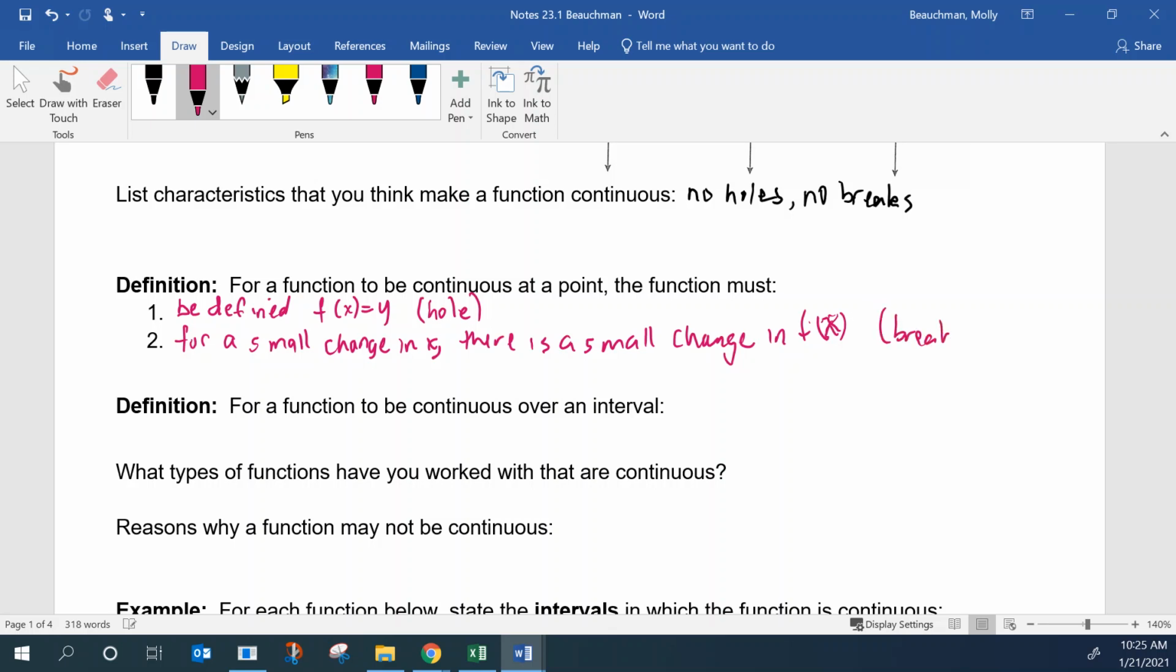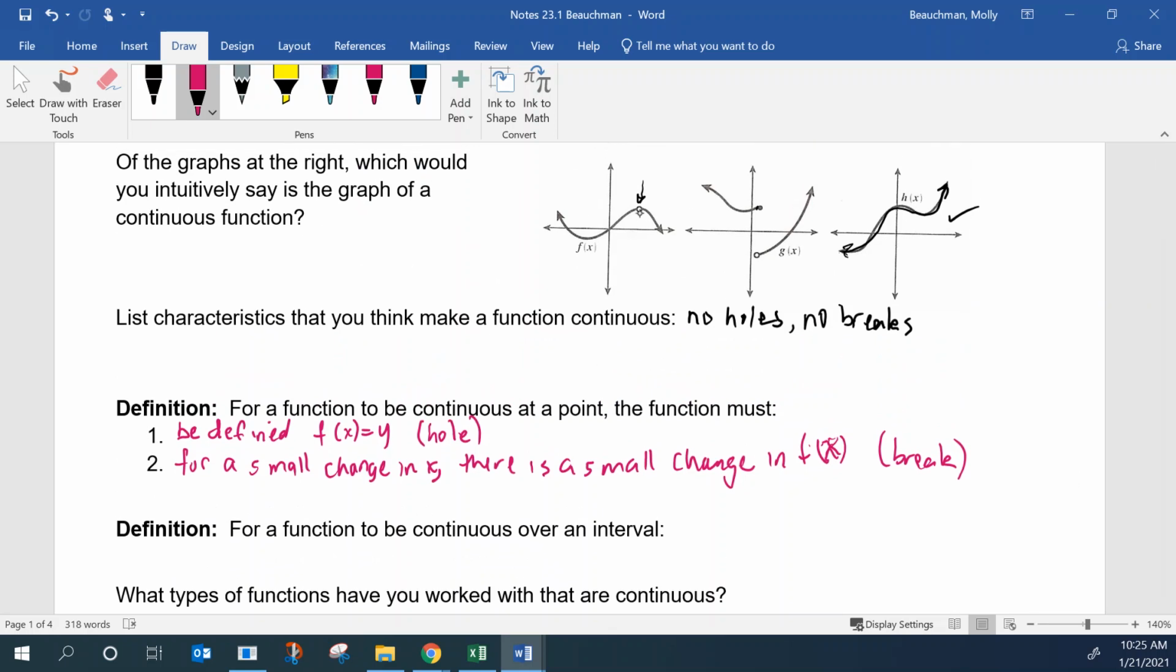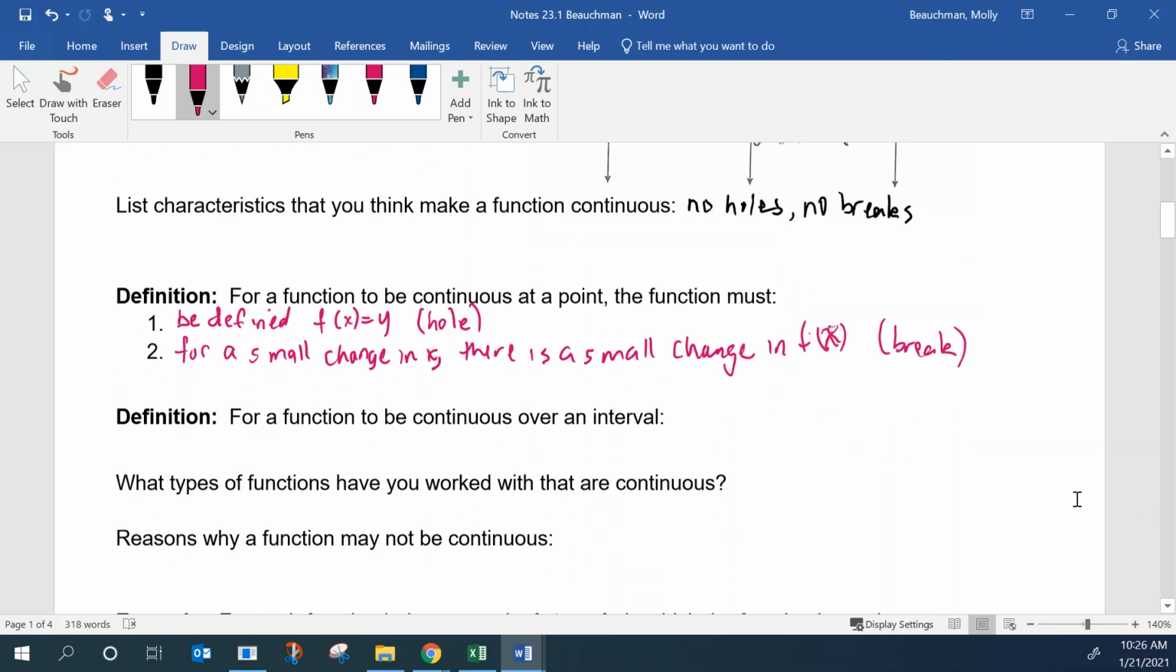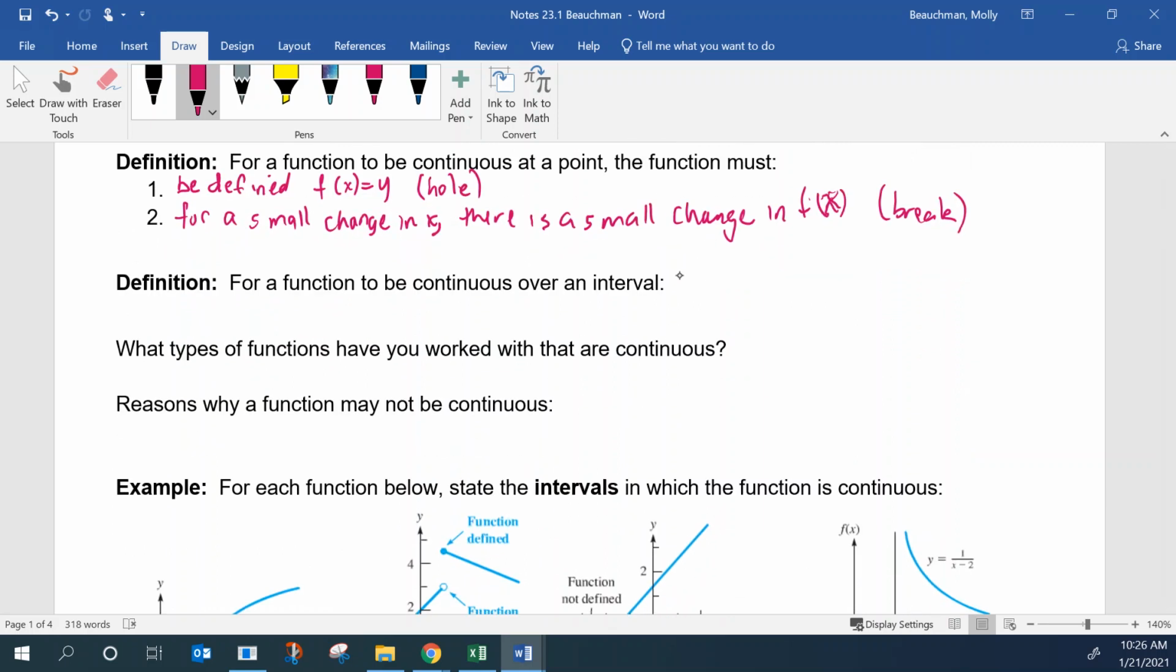And what that takes care of is the break. If you notice at the hole, the function is not continuous at this point because it's not defined for that value of x. For this particular function, whatever this x value is, if we go to the right just a little bit, the y value, the function, skips down to the other piece. So those are the two things that we look at for continuity. The function has to be defined, and for a small change in x, there's a small change in f of x. For a function to be continuous over an interval, it must be continuous at every point in the interval.